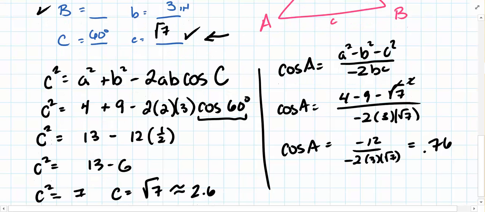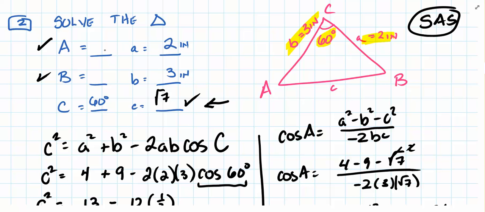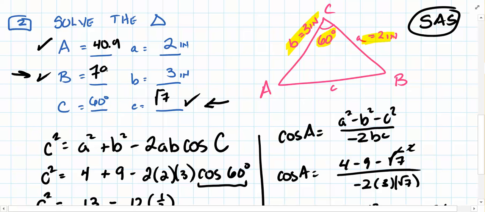Okay, so that's, therefore, the angle A is going to be the cosine inverse of 0.76, because we want A. So then A is approximately, I'm getting 40.9 degrees. Can you guys check to make sure that's right? Okay, so therefore, if this is 40.9, how do we get the other one? Yeah, subtract 180 minus 60 minus 40.9, and you get 79.1 degrees.